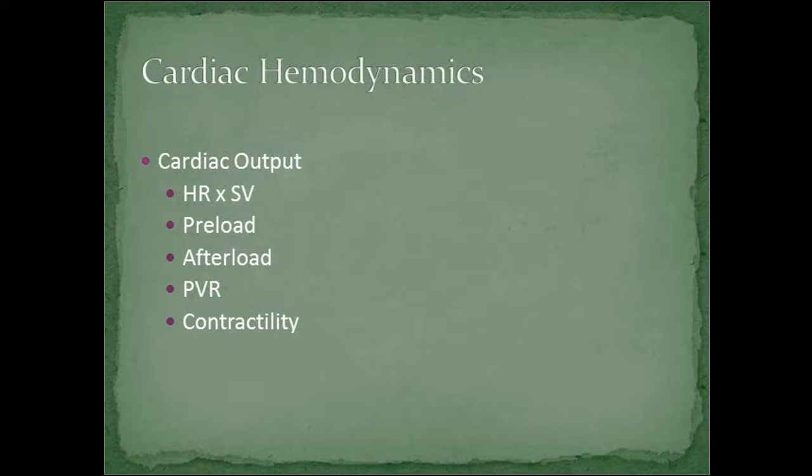Cardiac output is determined by heart rate and stroke volume. Preload is the volume of blood that is returning into the heart, or the filling volume. Afterload is pressure. It can be systemic resistance or pulmonary resistance. That's PVR. So afterload can be SVR or PVR.